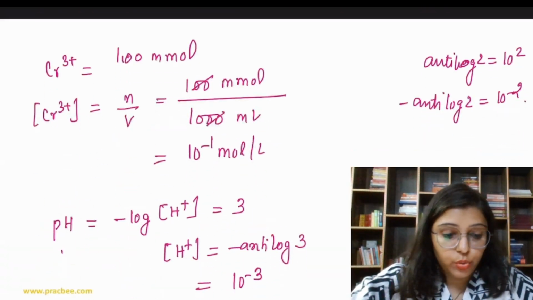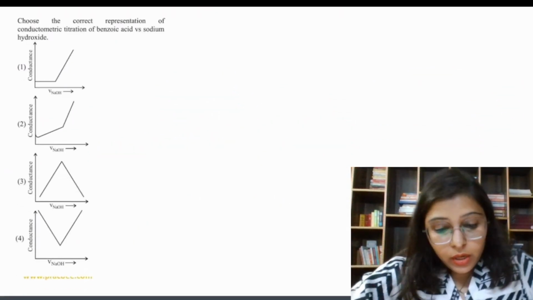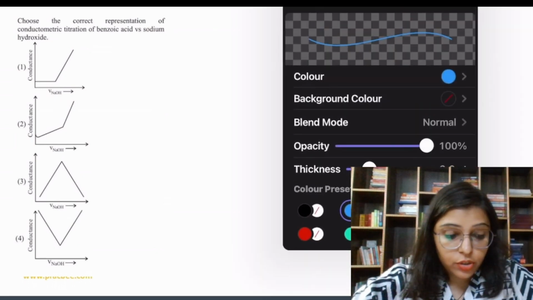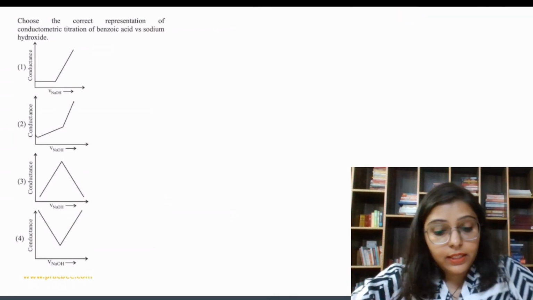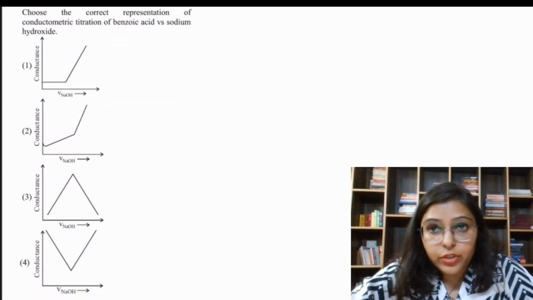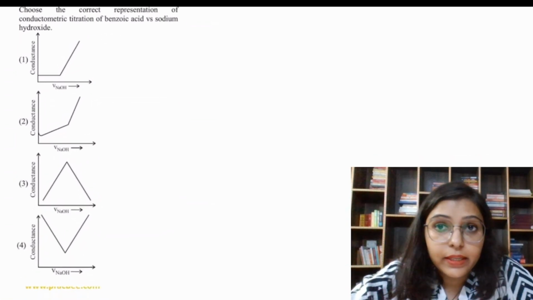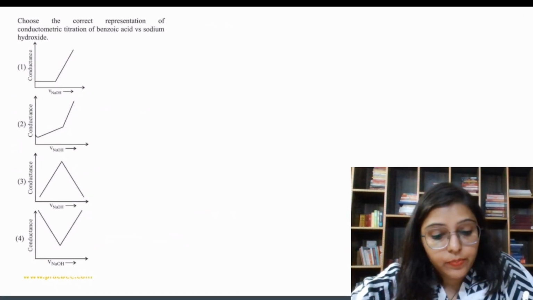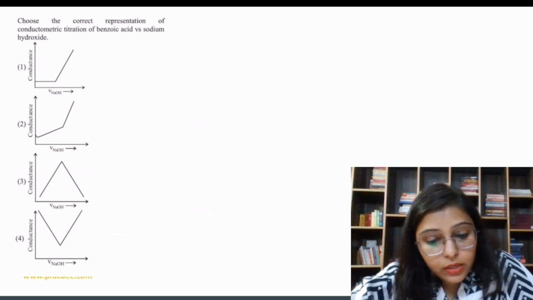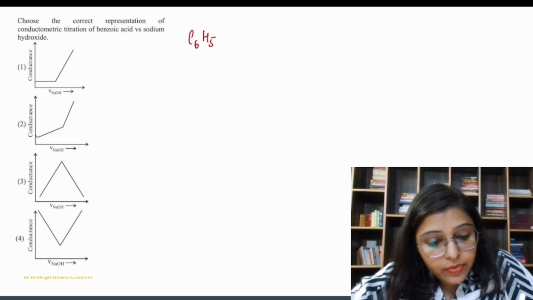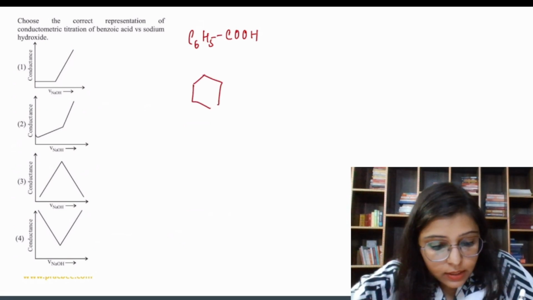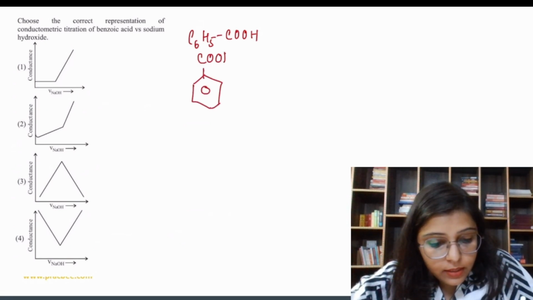Now let's do the next question. The next question is related to conductometric titration. So just try to understand the conductometric titration question. Choose the correct representation of conductometric titration of benzoic acid versus sodium hydroxide. Benzoic acid is what? C6H5COOH. This is benzoic acid, right?